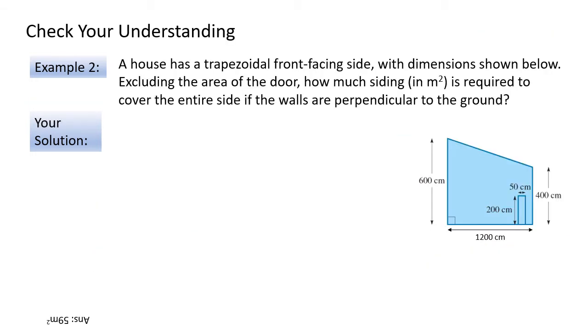A house has a trapezoidal front-facing side with dimensions shown below. Excluding the area of the door, how much siding in meters squared is required to cover the entire side if the walls are perpendicular to the ground? You can see they noted that with a 90-degree angle here. Now you can consider this a trapezoid because it has the two sides here, and these sides are both vertical, meaning parallel. So you can calculate it that way and calculate the total area and then subtract this little rectangular piece for the door.